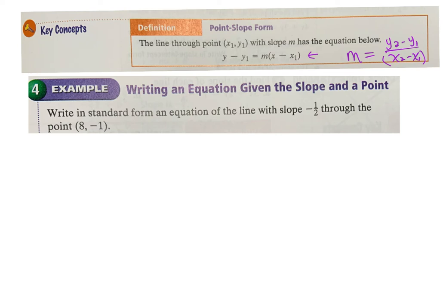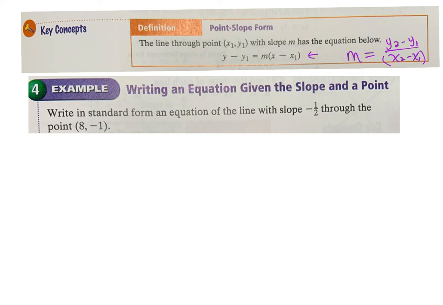All right? Your y's and your x's will always stay y and x. They will be variables. Your m, your x1, and your y1 should be filled in with numbers. All right? So it says write in standard form an equation of the line with a slope -1/2 through the point 8, -1. Okay, so they've given me the slope and they've given me a point, but they want standard form. I cannot get standard form from point and slope. I can get point slope.